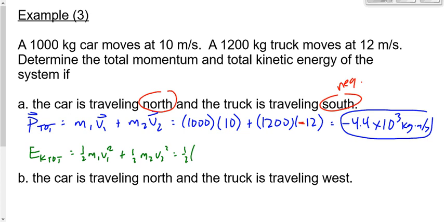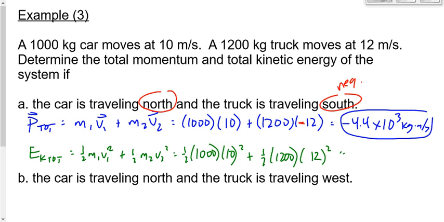It's 1/2 of 1,000 times 10 squared plus 1/2 of 1,200 times negative 12 squared, right? 10, positive 10 because it's north and negative 12 because it's south, right? Right? No, Rachel? Yeah, right. Speed's a scalar, kinetic energy is a scalar. I don't care what the direction is for kinetic energy, we're ignoring it. Not for momentum, ever. But for kinetic energy, always ignore it.